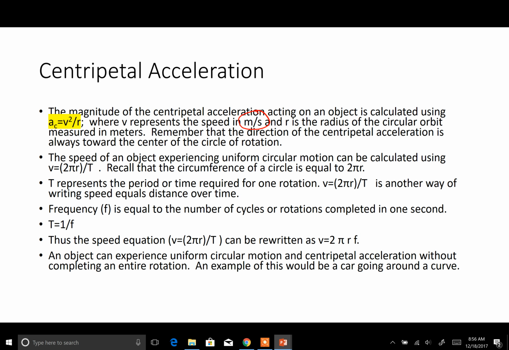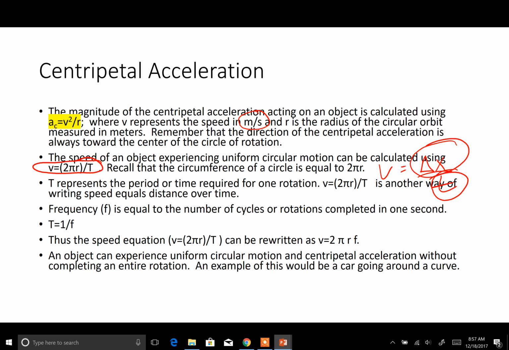The speed of an object experiencing uniform circular motion can be calculated using this equation: V equals 2 pi r over T. Now again, here we're talking about the linear or tangential velocity, the velocity measured in meters per second. Notice that 2 pi r is going to give us the distance around the circle one time, so that's the linear distance around the circle, the circumference. And capital T is the period, the time for one rotation. So this formula is really no different than saying V equals delta x over t. We're taking the linear displacement divided by the time.